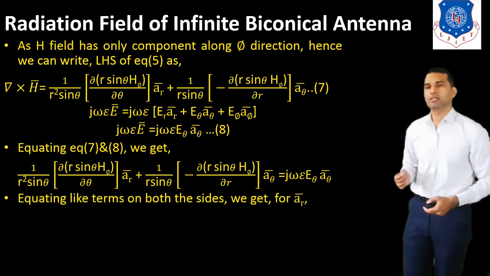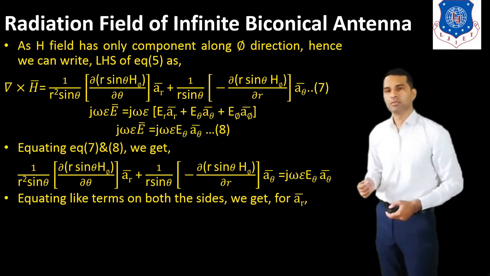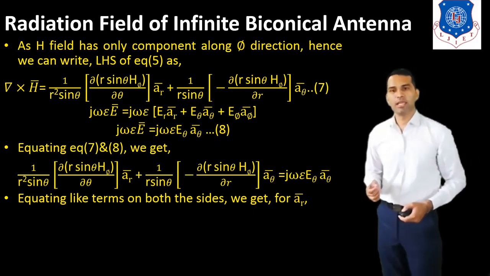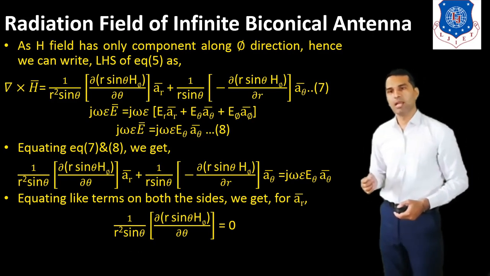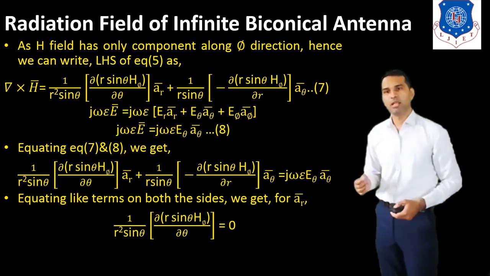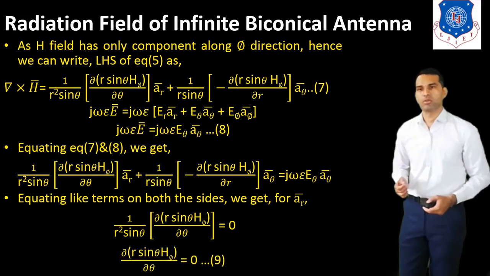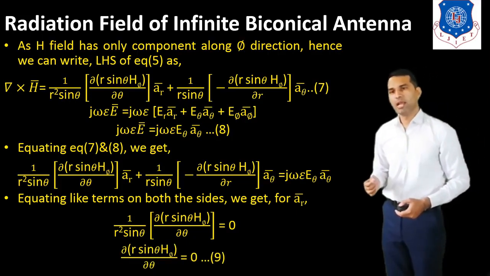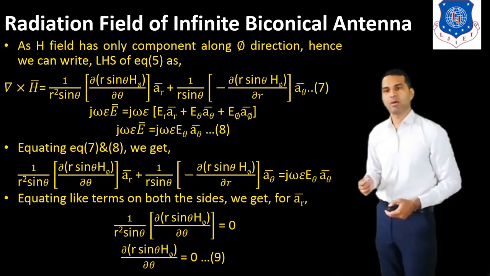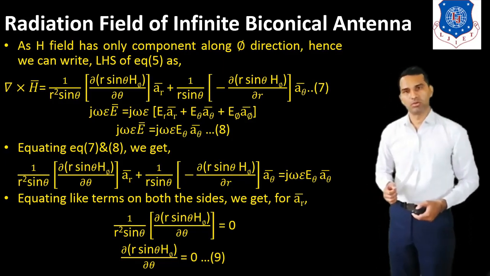Now equating like terms on both sides, for the a r component we get 1 upon r square sin theta del by del theta of (sin theta H phi) is equal to 0. So we can simply write this as del by del theta of (sin theta H phi) is equal to 0.